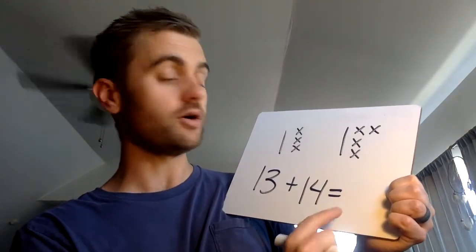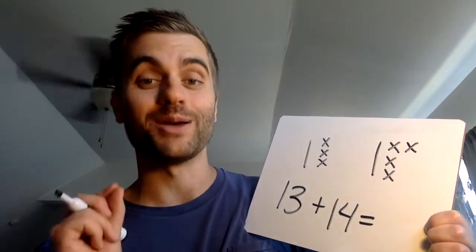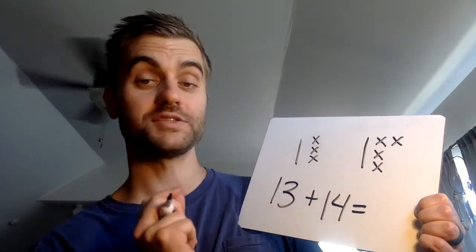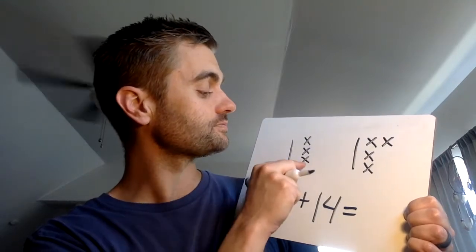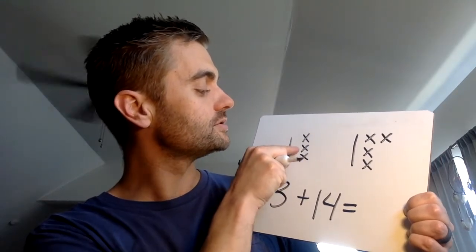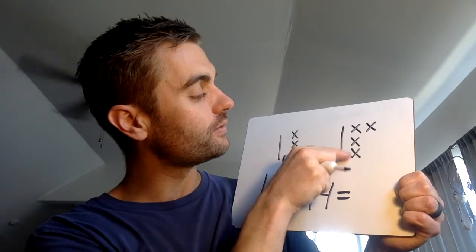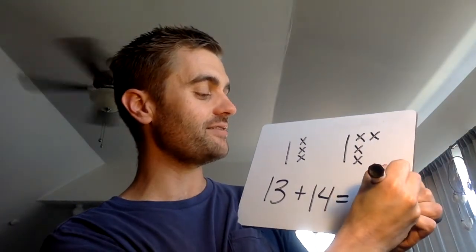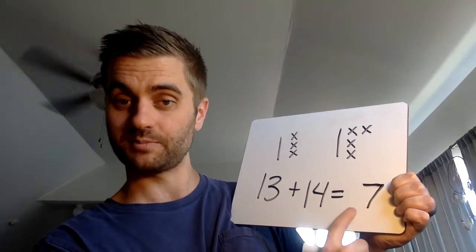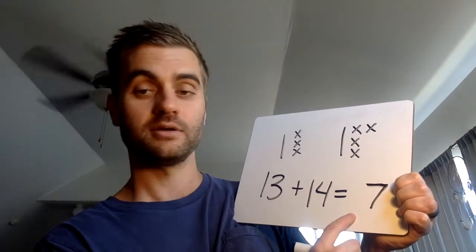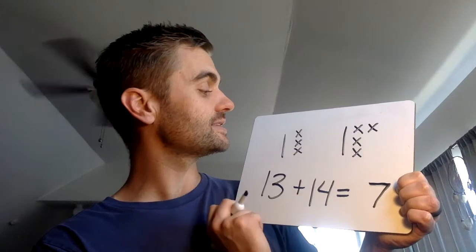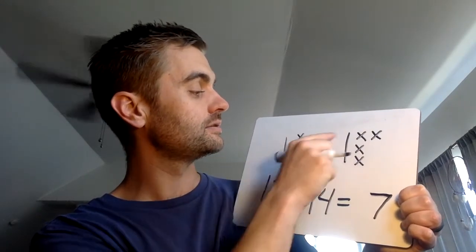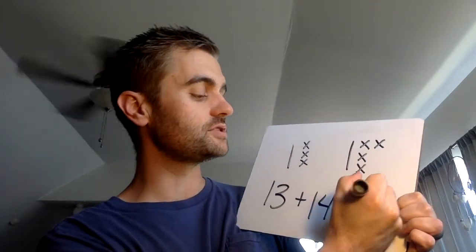Now I want to find the total. Remember, when I'm counting my total, I start with the ones. So let's start with the ones when we're counting our total. We've got 1, 2, 3, 4, 5, 6, 7. So we've got 7 ones. And notice I left a little space again for my tens. We have 7 ones. Now let's count our tens. We've got 1, 2, 10, 20. So it looks like we have 2 tens.